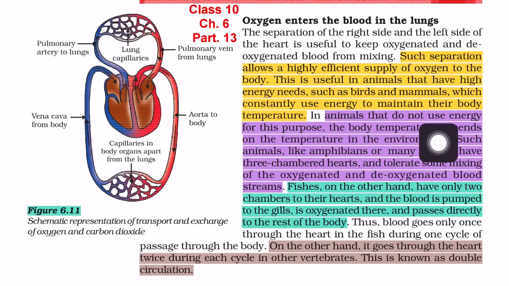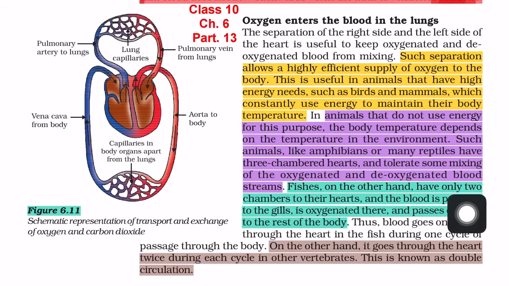In animals that do not use energy for this purpose, the body temperature depends on the temperature of the environment. Such animals, like amphibians or many reptiles, have three-chambered hearts and tolerate some mixing of the oxygenated and deoxygenated blood streams. They are called cold-blooded animals because they do not require so much energy to maintain their body temperature.